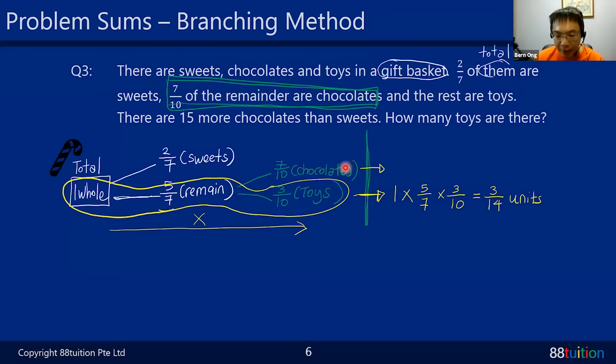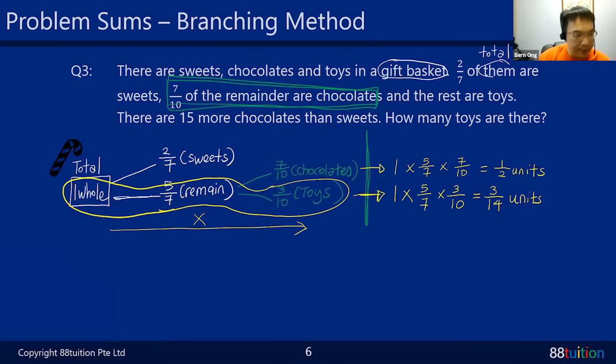Okay, how can I find the chocolates fraction? Simple again. Don't panic. Just simply write 1 times 5 over 7 times 7 over 10. From left to right, the fractions just multiply. Correct. Very good. So if you do that, press your calculator, 5 over 7 times 7 over 10. The answer is 1 over 2. You get 1 over 2 units.